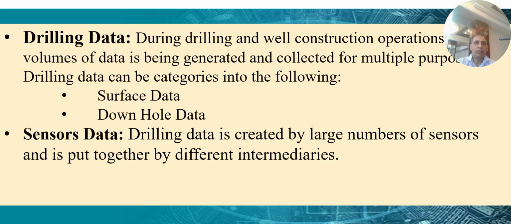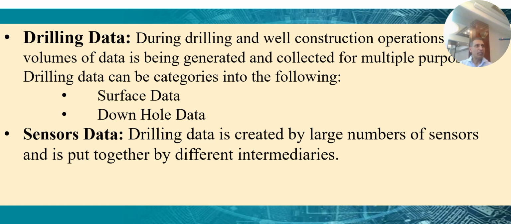So a little bit of description about the drilling data. When we do the drilling operation, they collect a lot of downhole data and surface data. These data are measured from different types of sensors, and can be divided into two types of information: the surface information and the downhole information.